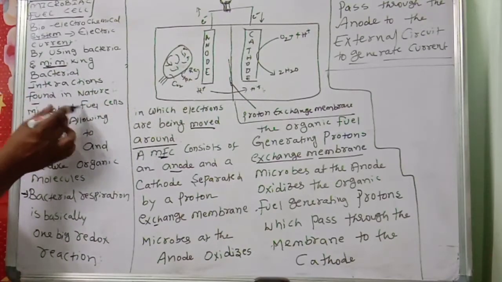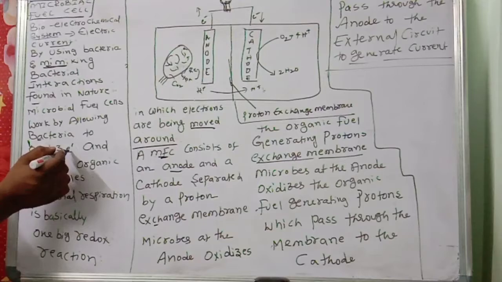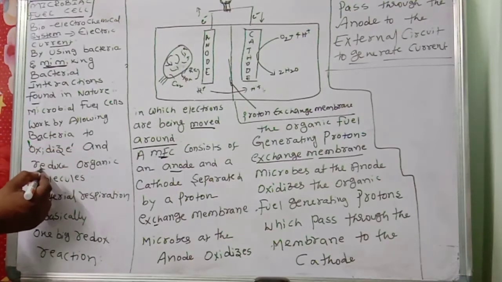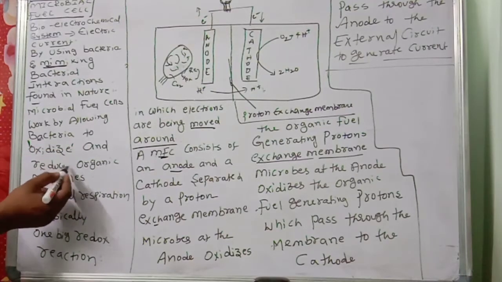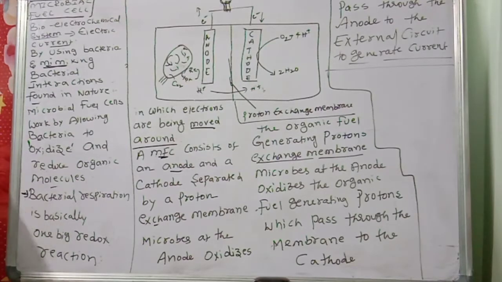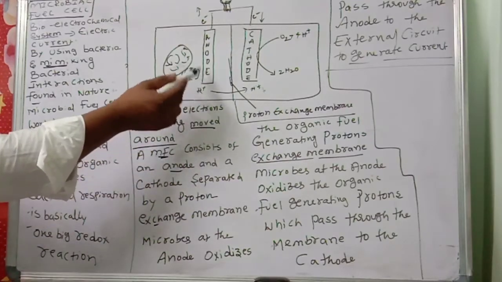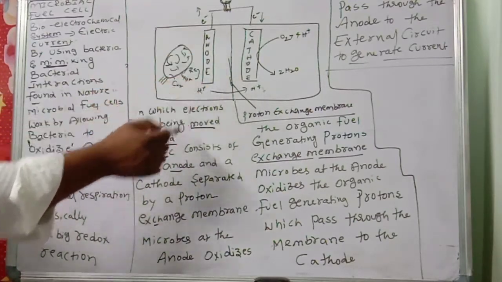So microbial fuel cells work by allowing bacteria to oxidize. Oxidize means addition of oxygen, removal of protons and electrons, and reduction means removal of oxygen, gaining of protons and electrons, and reducing organic molecules gives very important protons and electrons. So bacterial respiration is basically one big redox reaction in which electrons are moving around.